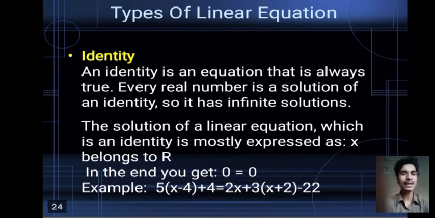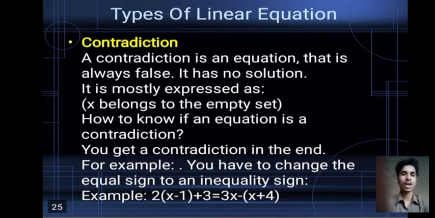Identity. An identity is an equation that is always true. Every real number is a solution of an identity, so it has infinite solutions. The solution of a linear equation which is an identity is mostly expressed as x belongs to R. In the end, you get 0 equal to 0.